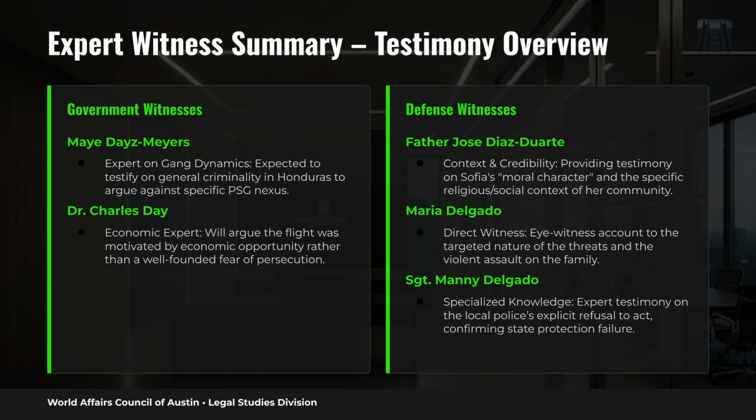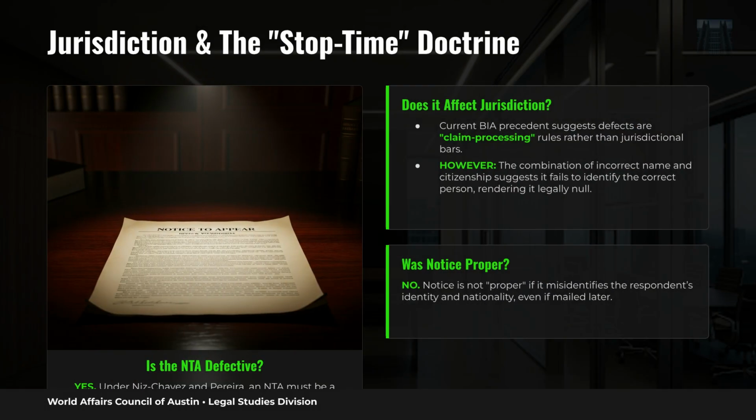The defense theory establishes a protected social group nexus for youth resisting gang recruitment. They also claim a due process violation because the flawed NTA did not legally notify Sofia. Defense witnesses will confirm the targeted nature of the threat, showing a failure of protection. Government witnesses include a gang dynamics expert and an economic expert who will argue that the motive for flight was economic opportunity. Defense witnesses, including a priest and eyewitnesses, will testify to Sofia's moral character, the targeted threats, and the local police's refusal to act.